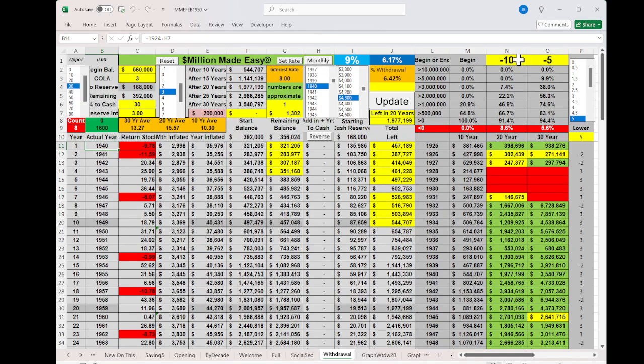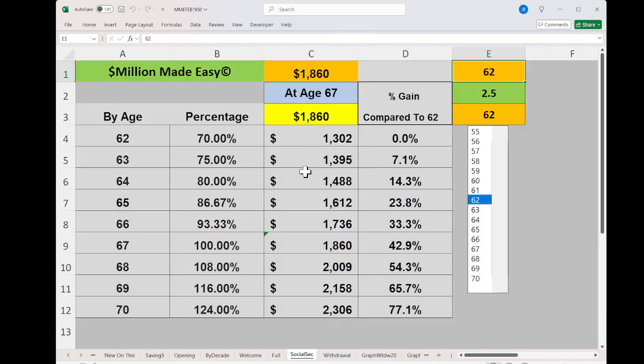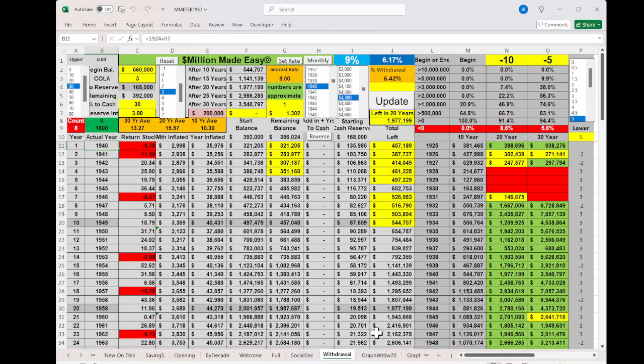That's what we did there, just to run the numbers, trying to be as realistic as we can on this channel. We can change when you take Social Security. We have all kinds of calculations we can do there. Again, this is 1860, what he's going to get at age 67. And since he took it at age 62, he was only getting 70% of that. If he waited another year, he'd be getting $13.95. We can run all kinds of different numbers for you. And that's what we love doing on this channel.